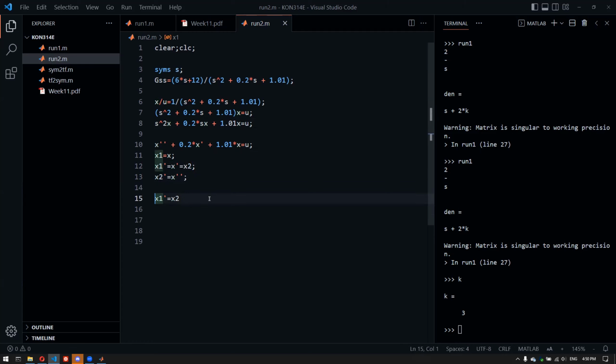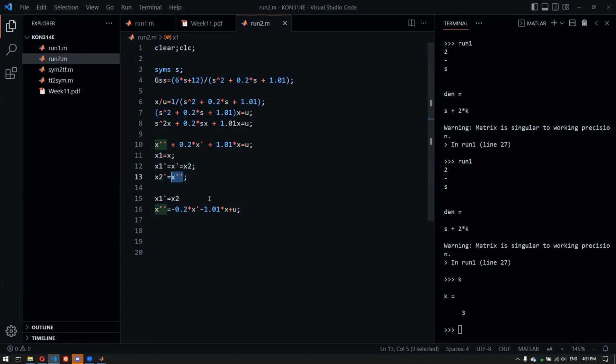Now you can see that the first equation that I come up with is basically this one here: x1 derivative is equal to x2. Then I'm going to use the actual differential equation here and move terms to the right. So that's going to be minus, minus here. And of course, let me move this one to the end, plus u. Now I have some definitions here, lines 11, 12, and 13. So I'm going to substitute them.